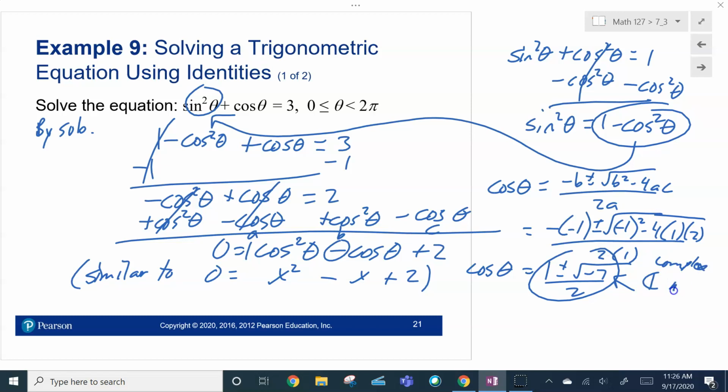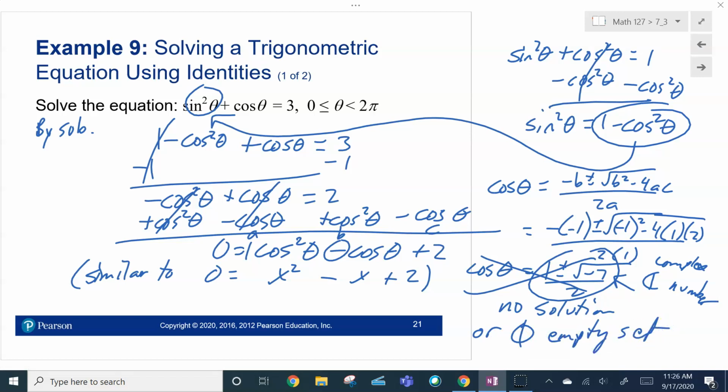imaginary number. Well, the cosine of theta cannot be a complex number here, so we just throw this out and we say no solution. No solution on this thing. Or you can say the empty set, the empty set or the null set. Okay? So no solution.